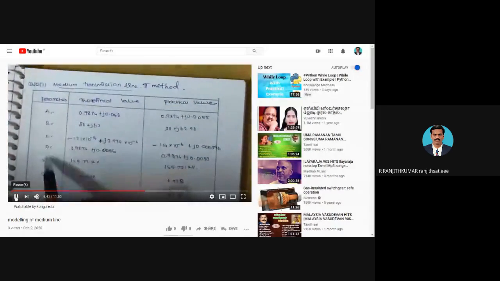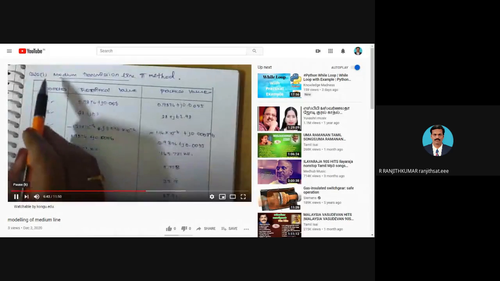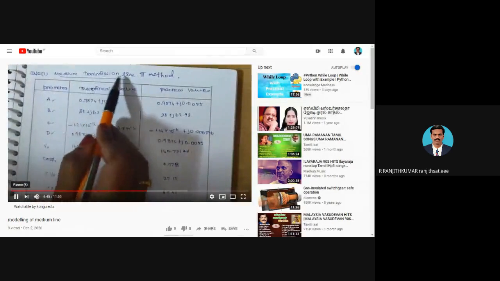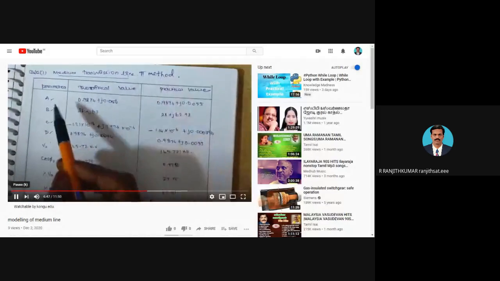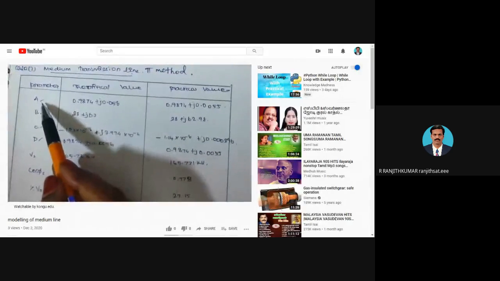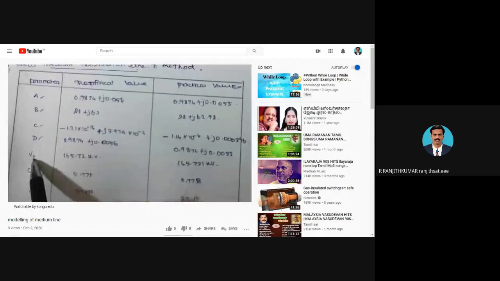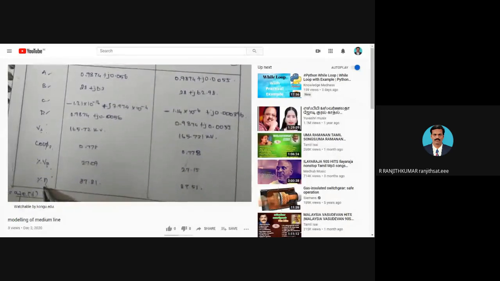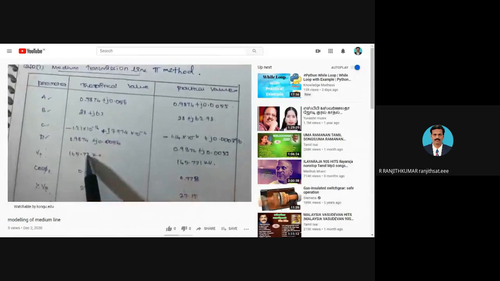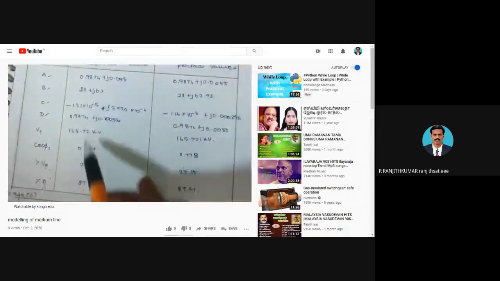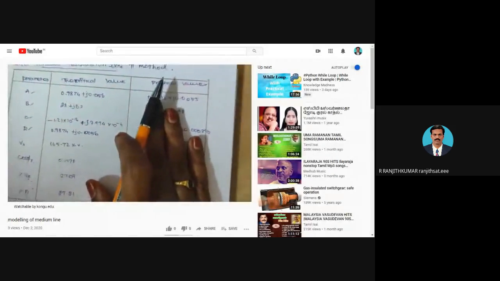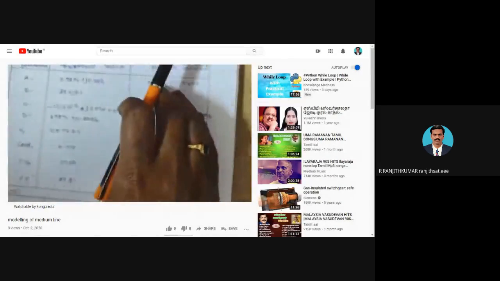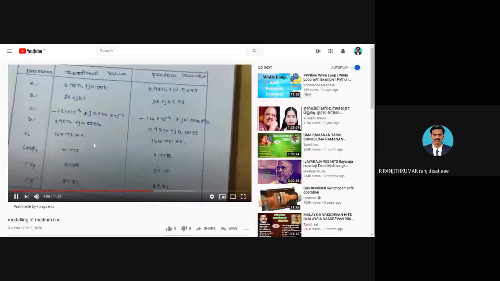After calculating all the parameters, you have to put them in a tabular column: medium transmission line, pi method. What are all the parameters you have calculated? A, B, C, D, VS, cos phi S, VR, voltage regulation and efficiency. These are the values I have calculated and put here. The practical values after doing the experiment, you have to write here and compare with the values you are getting.